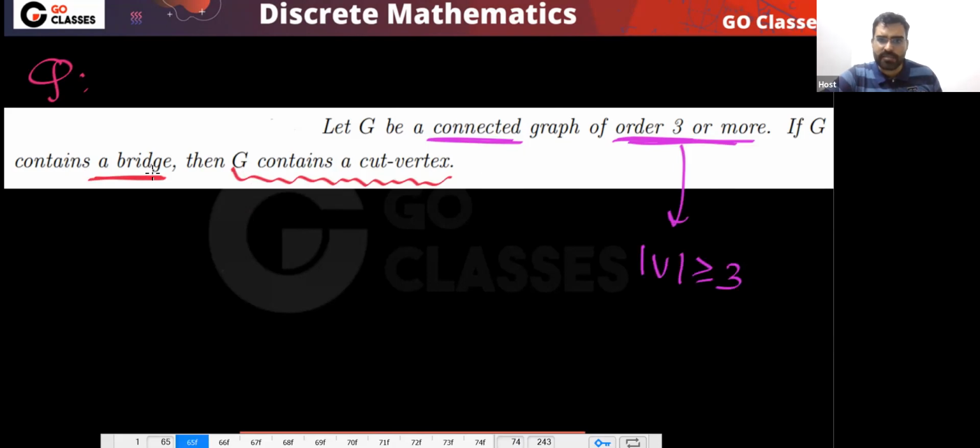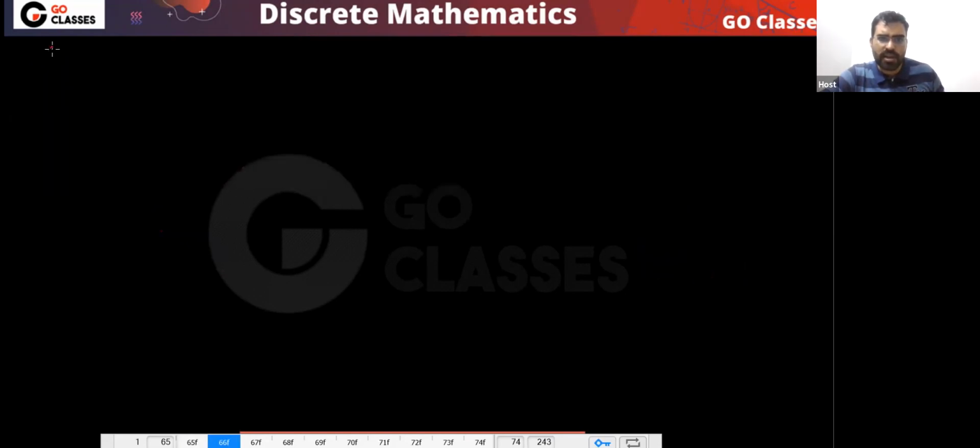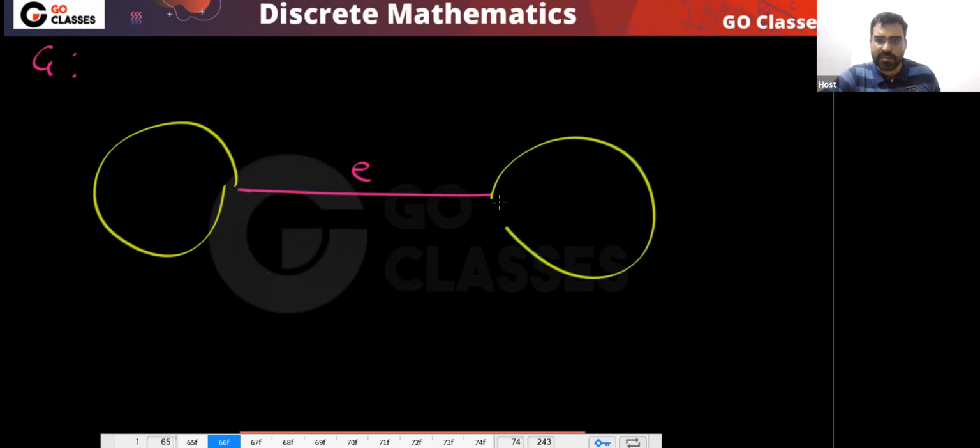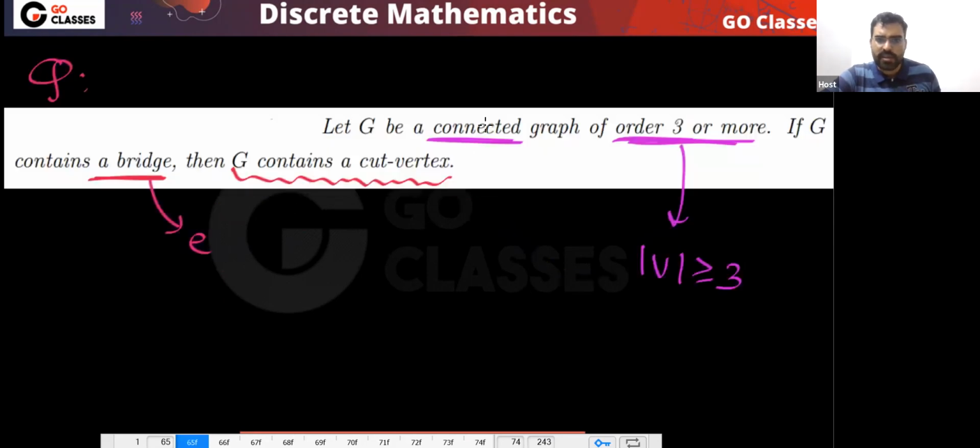Remember, G contains a bridge. So already you have a bridge. Let's assume your bridge is E. Your graph G has a bridge. If it has a bridge, it means there is some part here, and there is some part here. And what this question is saying is that this is connected. The graph is connected. That is fine. Very good. Next, the number of vertices is greater than or equal to 3.